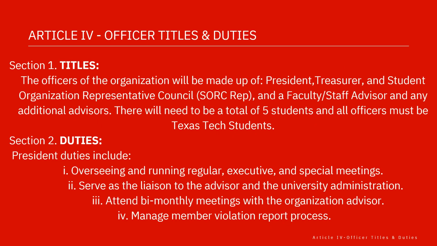Now let's move on to Article 4, Officer Titles and Duties. Section 1 under Article 4 should be a list of all the titles of organization officers. Make sure not to leave any out. Next, Section 2, review the duties of each officer and ensure that you're listing as many of them as possible for each officer. Be as detailed as possible here to ensure that each officer knows what they are required to be accomplishing for your student organization.